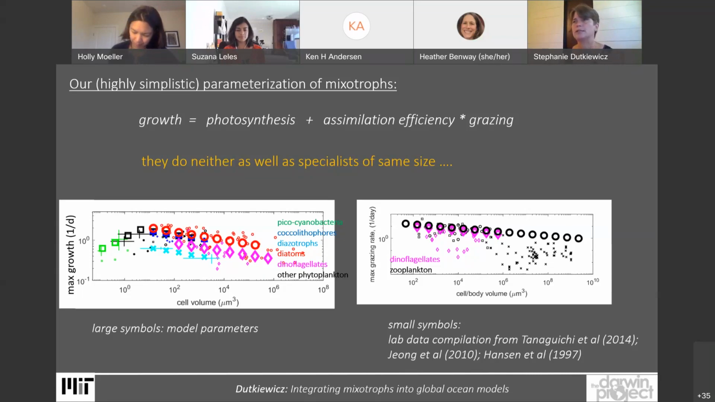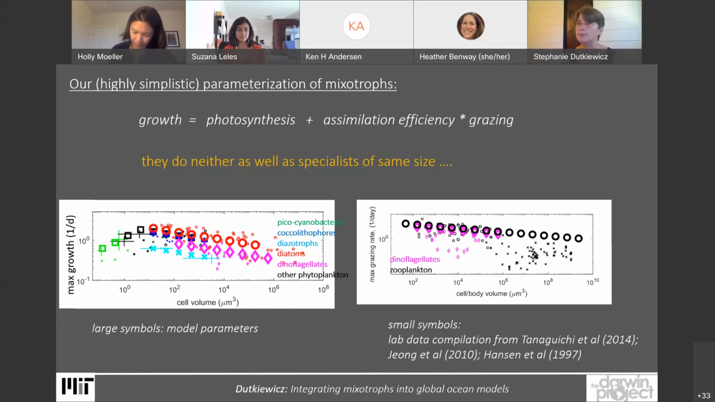From these graphs, you can see that the lab results suggest that dinoflagellates, and again, I'm not separating here which are the mixotrophic versus autotrophic versus heterotrophic, so there is some fuzziness in this, but in general, the dinoflagellates do less well in both photosynthesizing and in grazing.